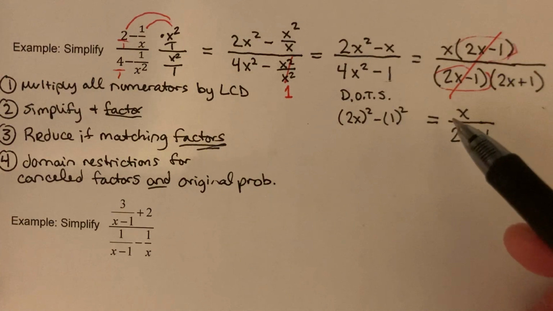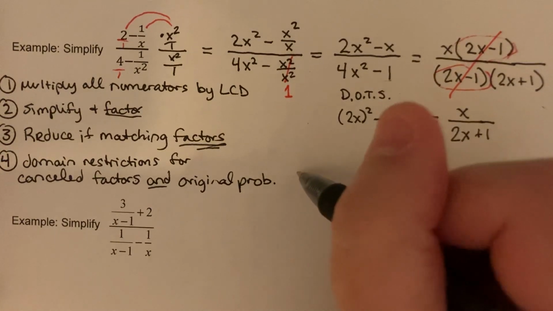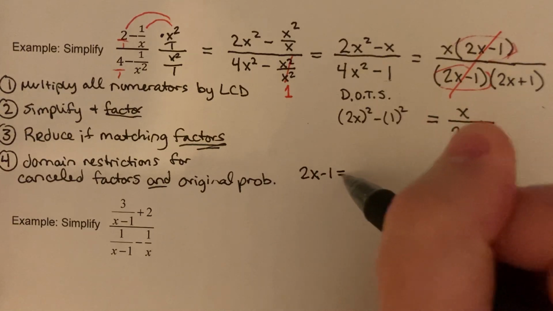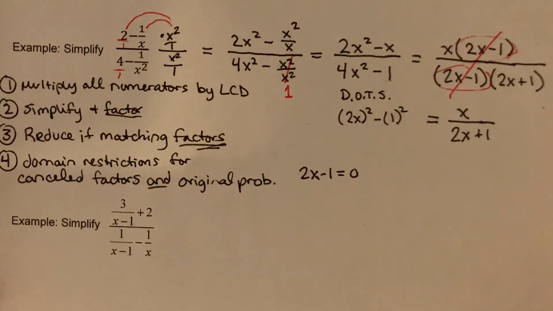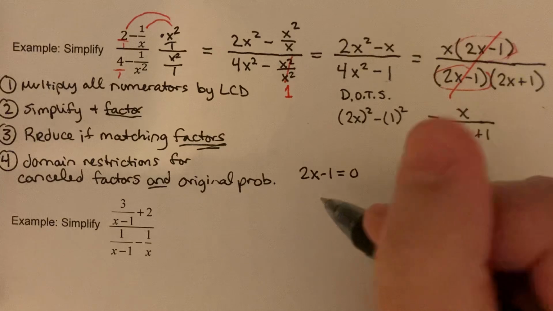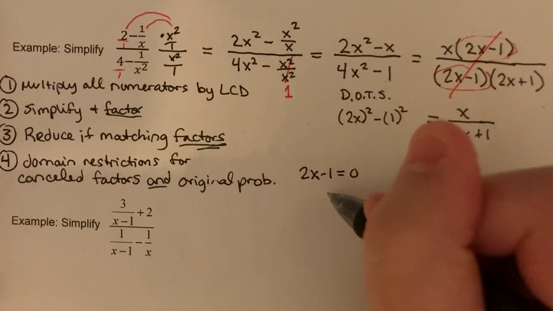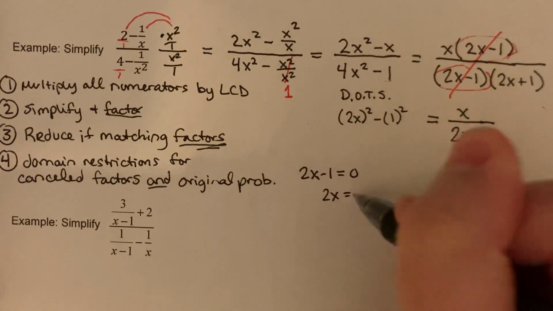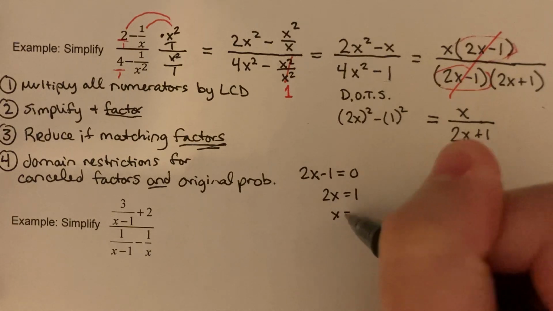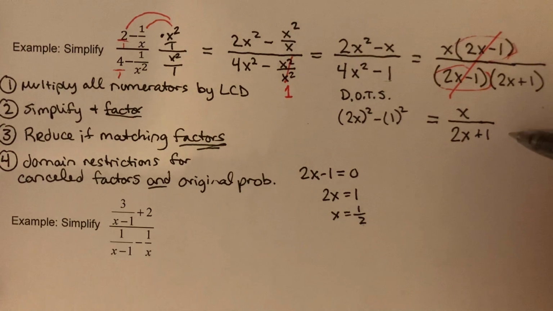So the factor that canceled is 2x minus 1. I need to set that equal to 0 because I can't divide by 0. So I would add 1, divide by 2. So 2x equals 1, x equals 1/2. So that's our first domain restriction. X cannot equal 1/2.